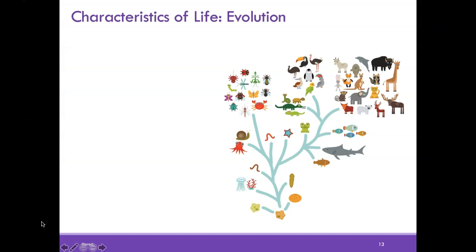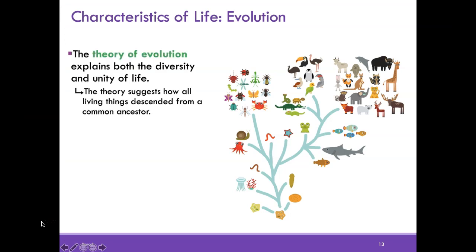So the theory of evolution explains both the diversity and the unity of life. And the theory of evolution suggests how all living things descended from a common ancestor. And so we can think about this as common descent, right? We all descend from a common ancestor, but with modification. So there are changes at every step of the way.